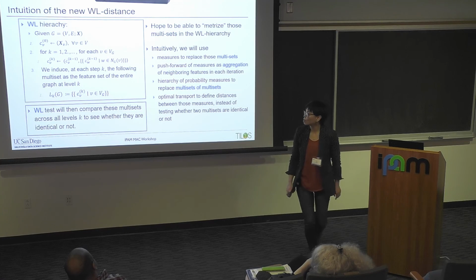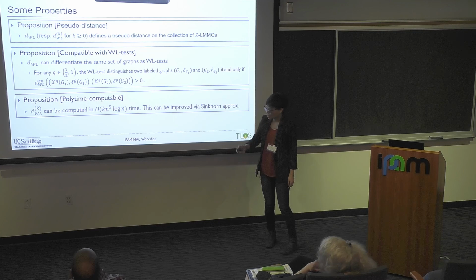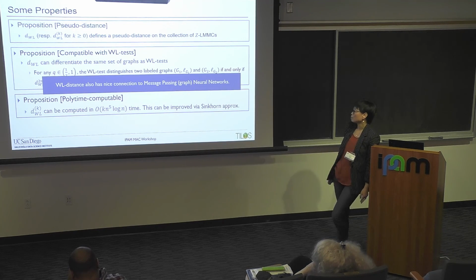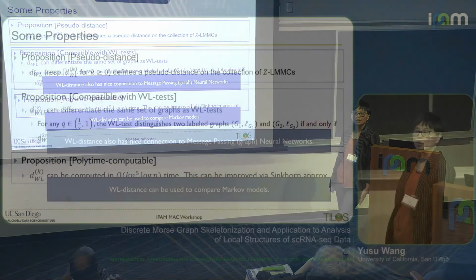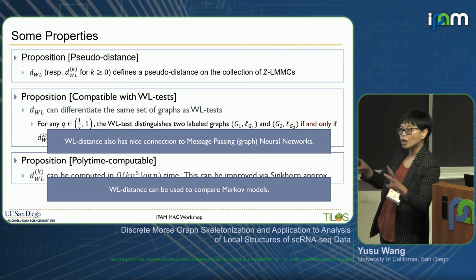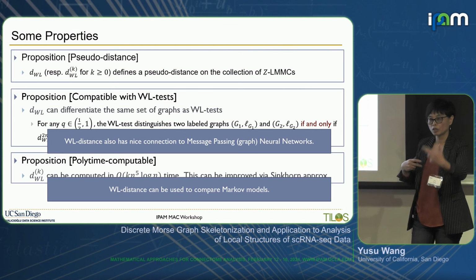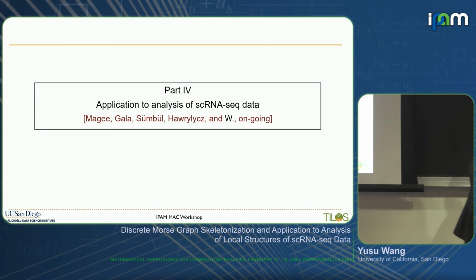Okay, so I'm skipping a lot of details under the rug, but you have certain theoretical guarantee of this distance measure as well, and you can compute it in polynomial time. And this is also connected to the popular message passing graph neural network and can be used to model the universal approximation of that. Okay? And I want to point out that this updating of the feature is really viewing the graph as a Markov model. I'm using that Markov kernel to do the aggregation. So this also can be used to compare Markov chains.